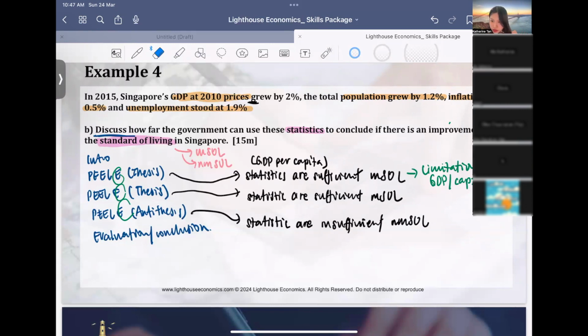Wait, then for thesis, if I do one for material, does it matter if I don't? No. Okay, I'll go through what's the difference.